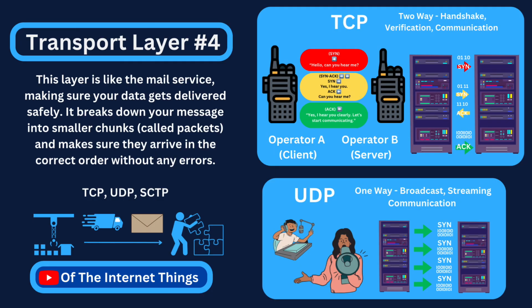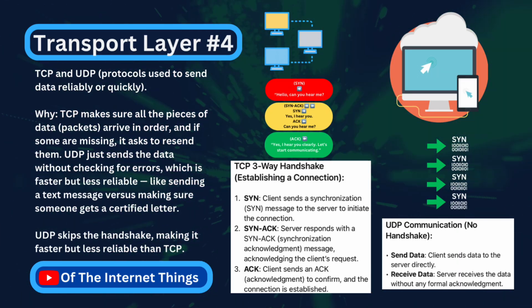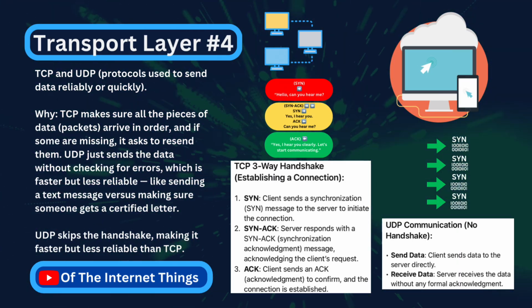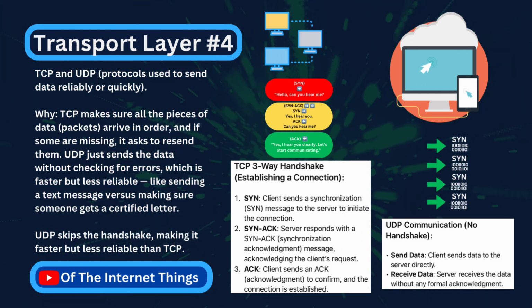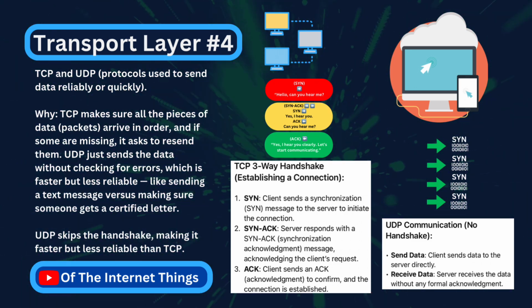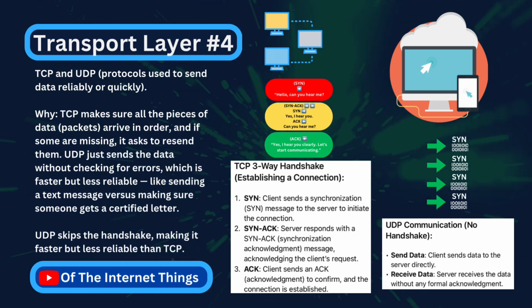4. Transport layer. The transport layer is like a mail service. It breaks down your data into packets and makes sure each one arrives safely. TCP makes sure all pieces are in order, while UDP is all about speed. Example, Netflix without buffering? That's TCP. Or playing online games with UDP, where speed is key, even if a few packets get lost along the way.